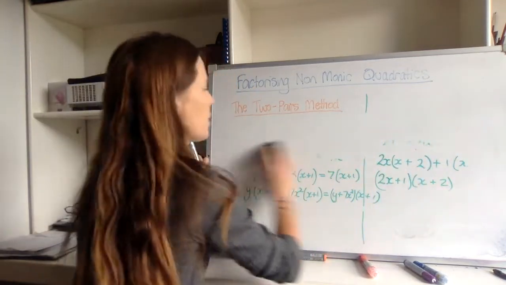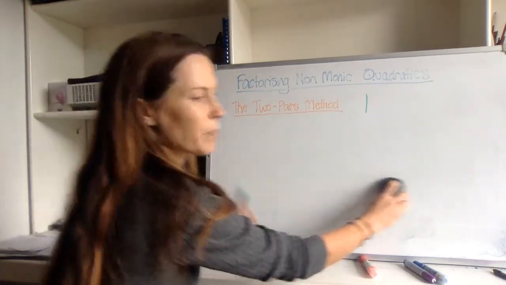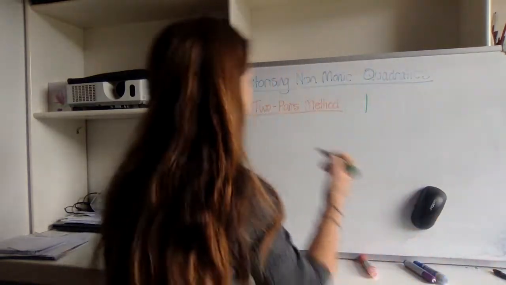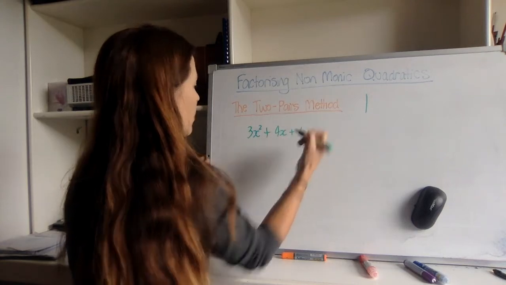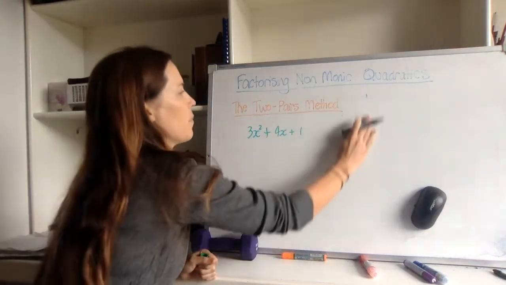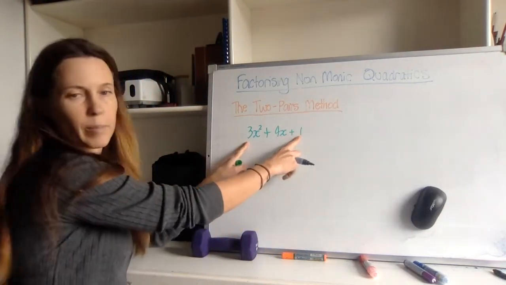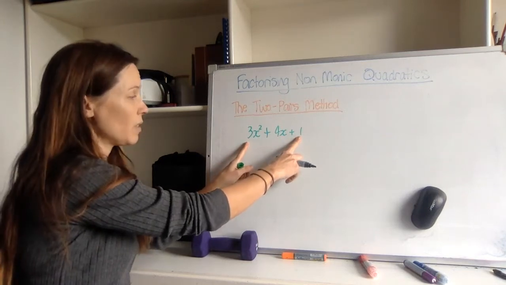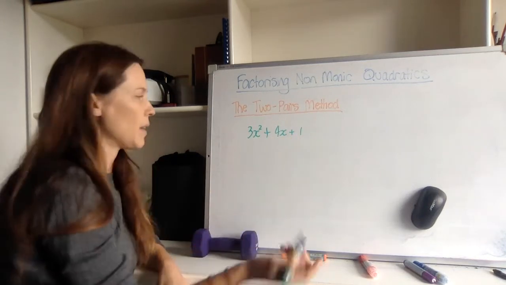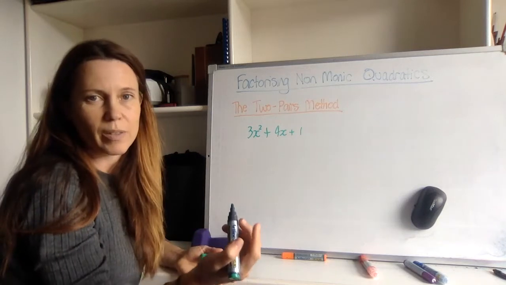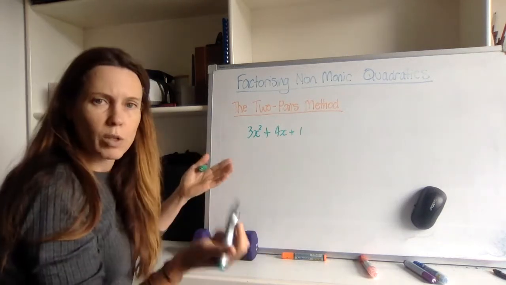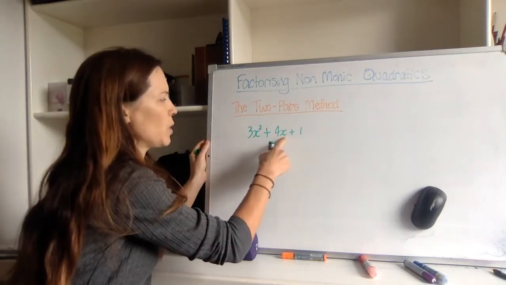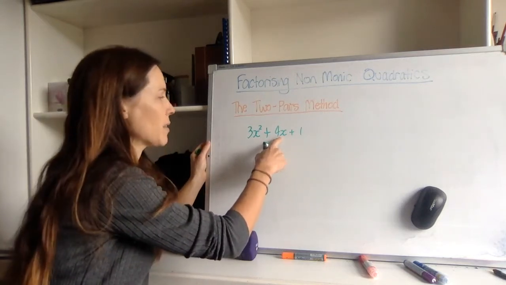So let's practice another one now, just to check that you've got this. Let's do 3x squared plus 4x plus 1. Now what was the first step? Multiply these two numbers together, we get 3, and then think of factors of 3 that add to 4. Well, there's only two factors. There's only one choice, 3 and 1. What do we do with that 3 and 1? We split our middle term up into 3x and x.